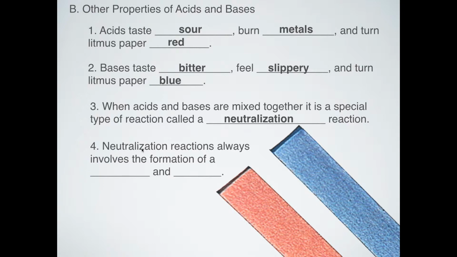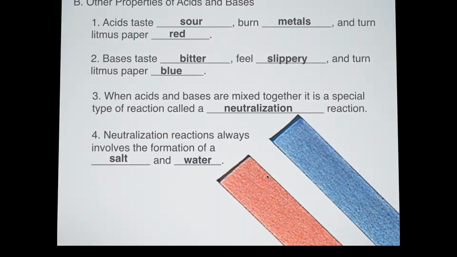Now, when you make a neutral solution, what are you actually making? You actually make a salt and water. So water is neutral, has a pH of 7, and then salt just means any ionic substance, really. So you're making an ionic substance, and that ionic substance, the most common one, is the one that you're aware of, sodium chloride, right? That would be an example of a salt, and that's what happens in a neutralization reaction.